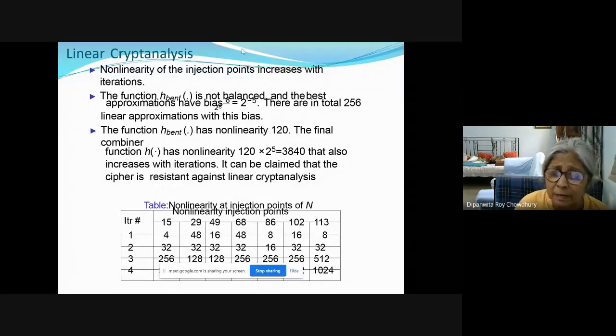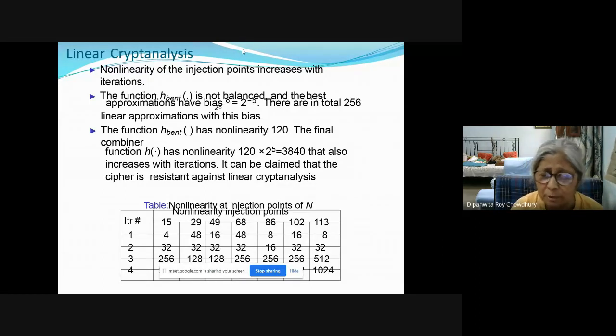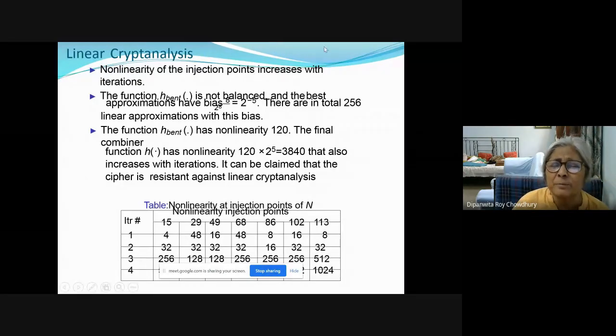And if it is not balanced, then people can exploit that weakness, and some other attack can happen. So every time you have to see whether other cryptographic properties must be evaluated, and the best approximations have bias. These are some experiments we have done. So there are in total 256 linear approximations with this bias. This is also how many you are getting.